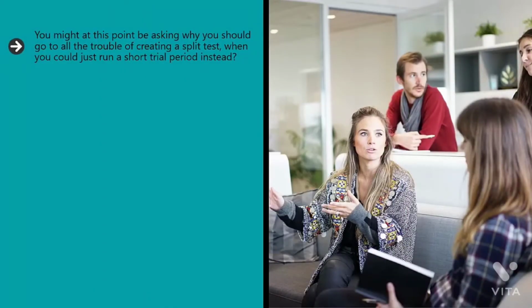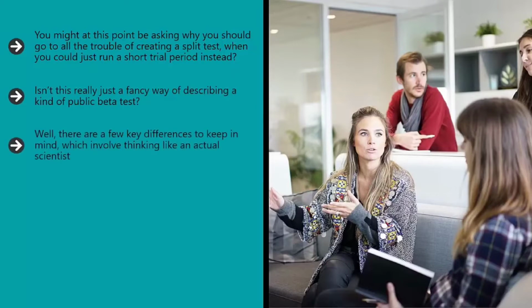You might at this point be asking why you should go to all the trouble of creating a split test when you could just run a short trial period instead. Why color your prawn shops red and then wait for them to collect enough actionable data? Isn't this really just a fancy way of describing a kind of public beta test? Well, there are a few key differences to keep in mind, which involve thinking like an actual scientist, because that's what this is emulating. FYI, this is precisely the same technique used in research.